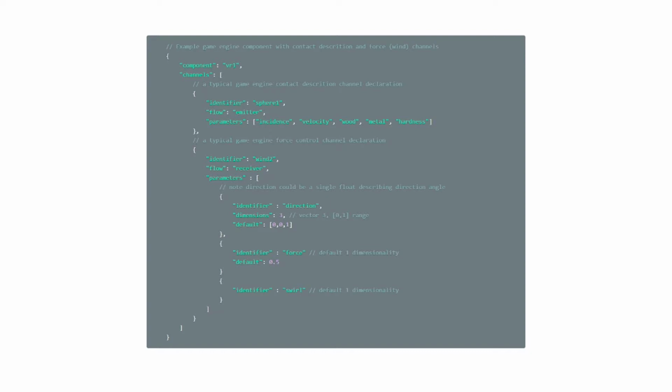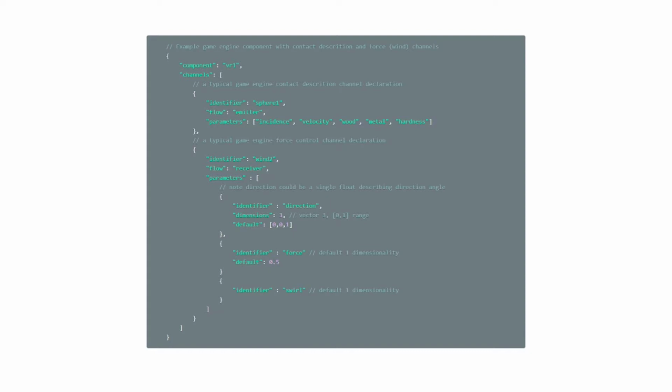And the second channel has identifier Win2. It's defined as a receiver, which means that it receives control information from the outside, and its parameter set is described as an array of objects rather than an array of strings. You have a choice. The array of strings offers less meta information about the parameters. In this case, you can define for each parameter an identifier. You can define the dimensionality of the parameter. If you remember, it can be a scalar or a vector of any dimension. So in this case, the first parameter has dimensionality 3 to define a three-dimensional vector in 3D space, and you can give it a default value.